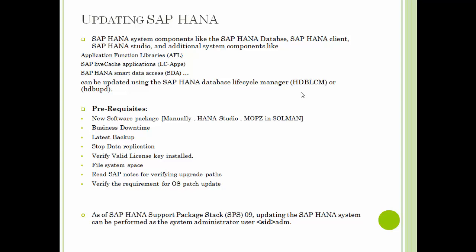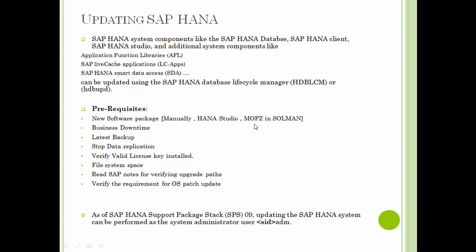And before we do the update, there are certain prerequisites which must be checked, and those prerequisites are: firstly, we have to download the new software package, and this download can be done manually or using HANA Studio, which does it automatically in the dialog, or we can do it in the background there. And last is by using MOPS, that is maintenance optimizer in SAP Solution Manager.